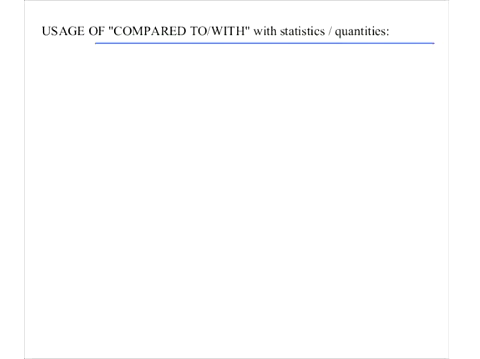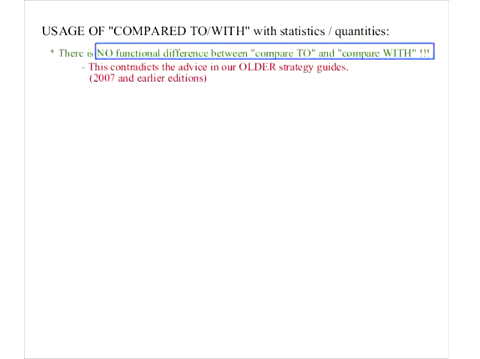Okay. Now, the first thing I want to emphasize is that there is no difference at all between these two. Okay, this is going to contradict the advice in our older strategy guides, but there is not a functional difference between these two things. No difference at all. If you can say compare to, you can also say compare with. If you cannot say compare to, you cannot say compare with either. Okay, smiley face if everybody understands this advice. Okay, yes, it contradicts what we've said in our earlier strategy guides. Make sure you know it.